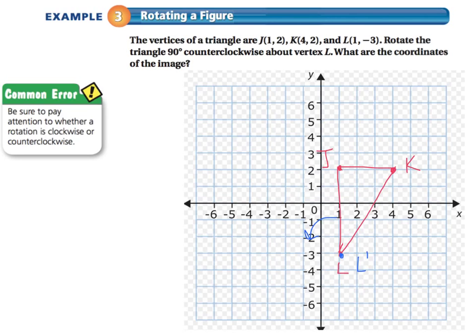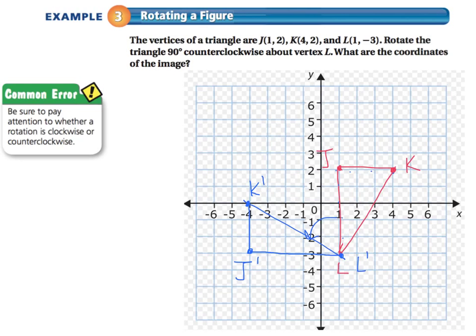And J, let's see if we count 1, 2, 3, 4, 5. That means we go this way. 1, 2, 3, 4, 5. So J prime becomes right there, and K goes 3, 1, 2, 3. That is K prime. Notice it moved 90 degrees counterclockwise.